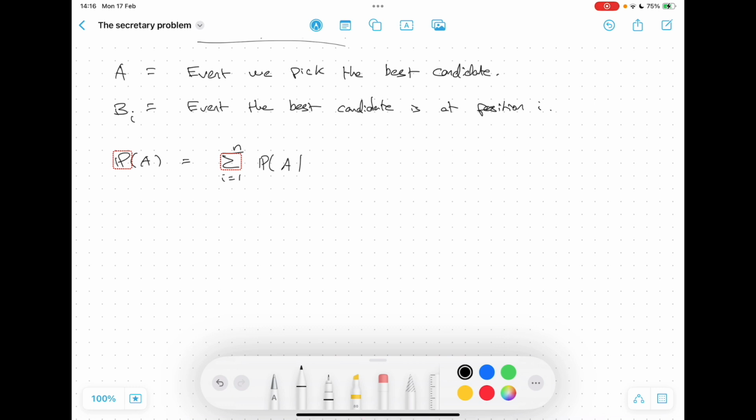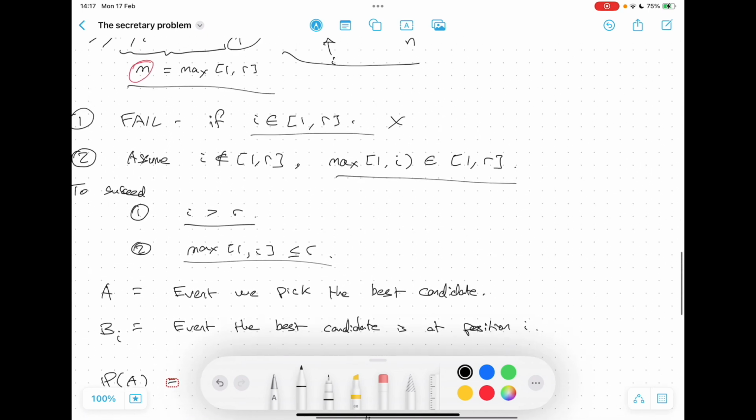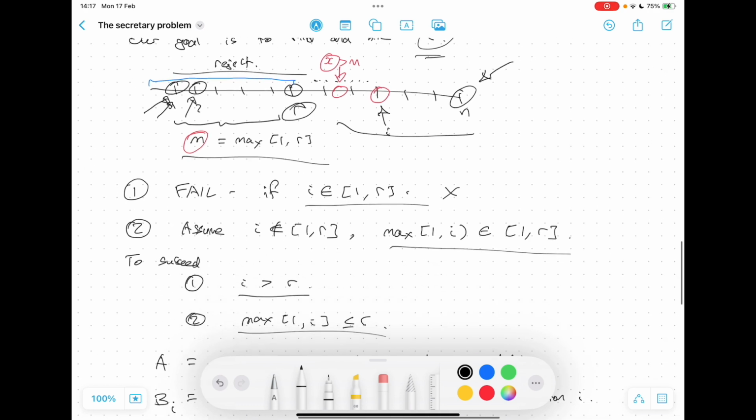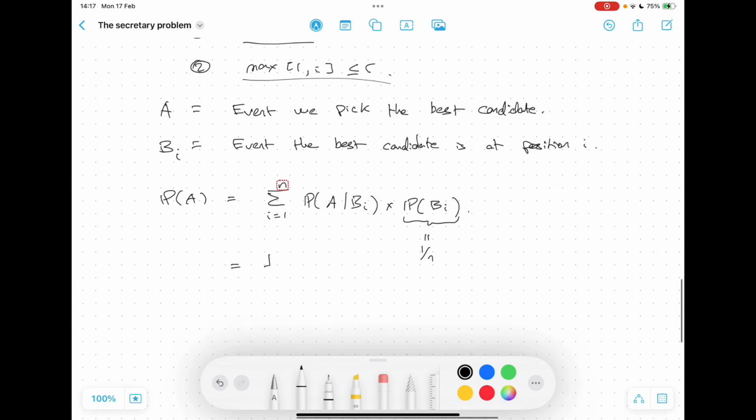So we pick the best candidate given that the candidate is at position I, and then multiply by the probability that the candidate is at position I. We can see pretty easily that this probability is simply 1 over n. There are n possible places where the best candidate can be. So this is pretty simple and a given. We are left with the probability of A equal to 1 over n times the sum from I equals 1 to n of P(A given BI), right?